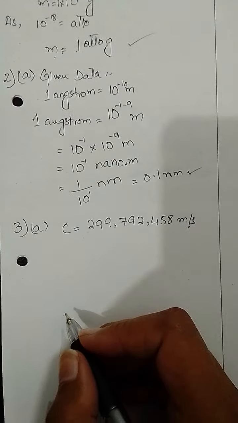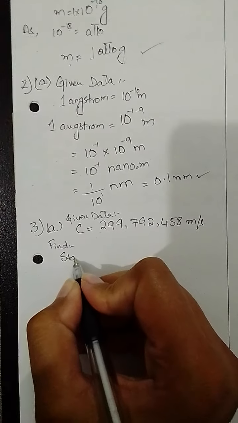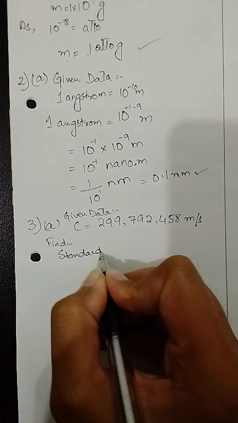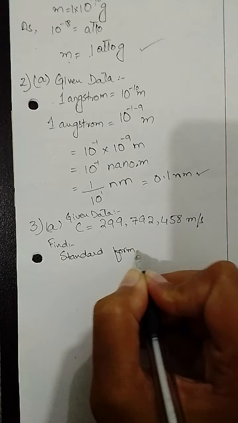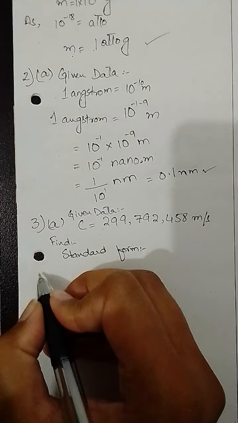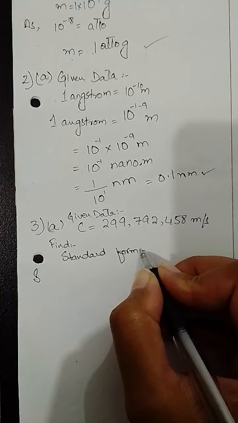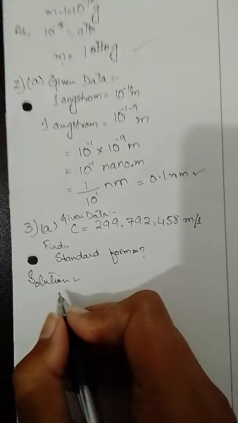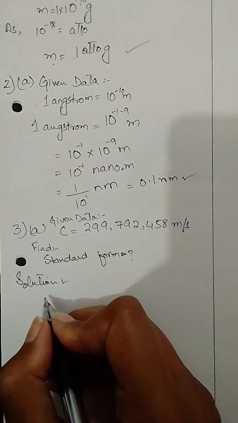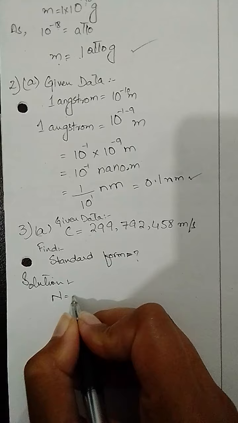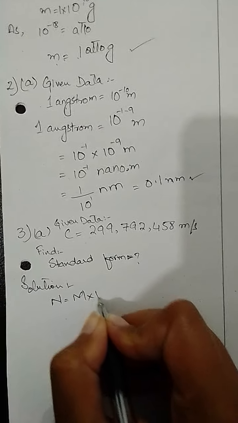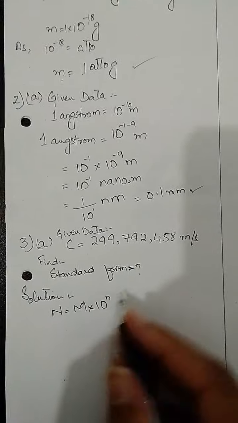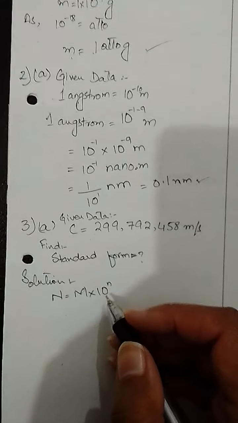And we have to find out the standard form. So the solution would become: we know that you have to write out the formula N equals m multiplied by 10 raised to the power n. This is the formula for writing a number in standard form, right?